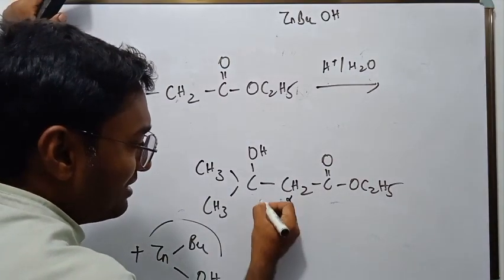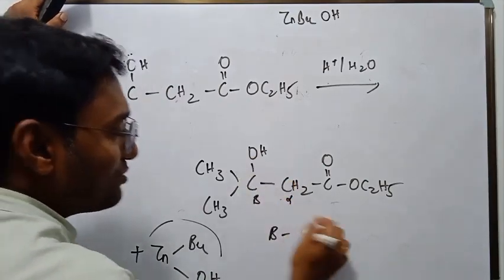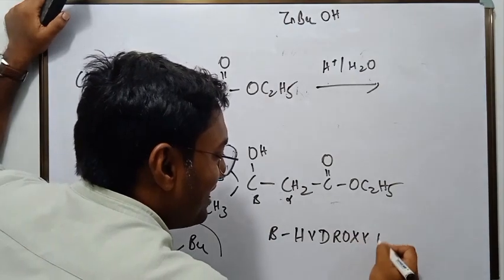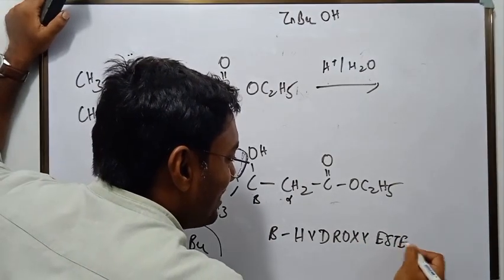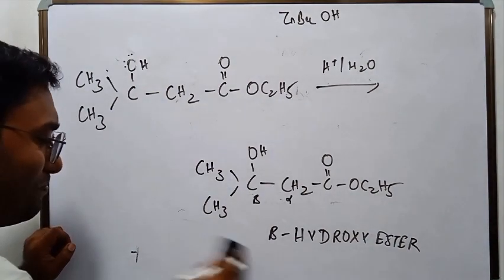This is the beta carbon. So what is it? Beta hydroxy ester. So there we got our product, beta hydroxy ester. So that is a 3-step reaction.